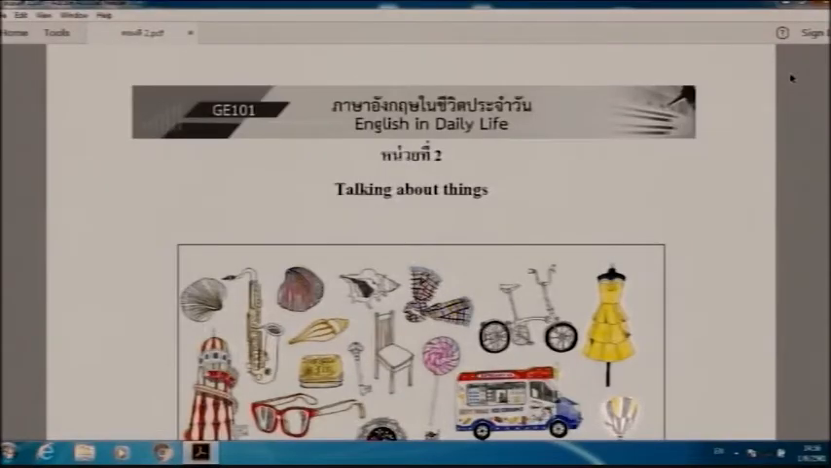We are going to learn English of daily life. When we talk about daily life, it is everyday life English. The English you'll speak in the morning, in the afternoon, in the evening, any time of your life, daily life English. And today we are going to focus on adjectives.